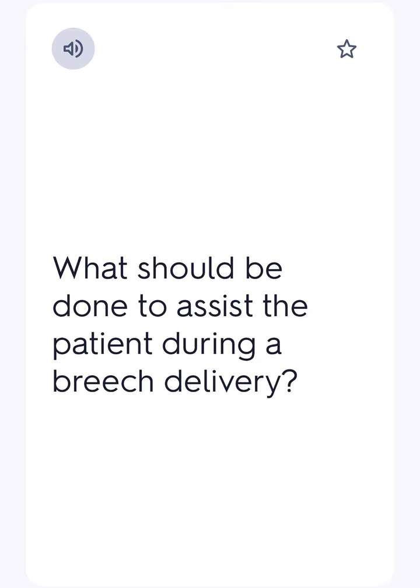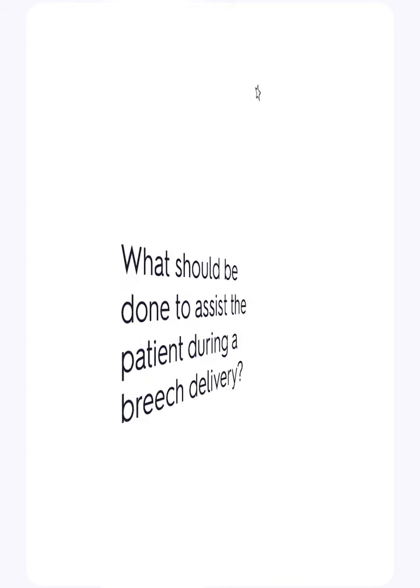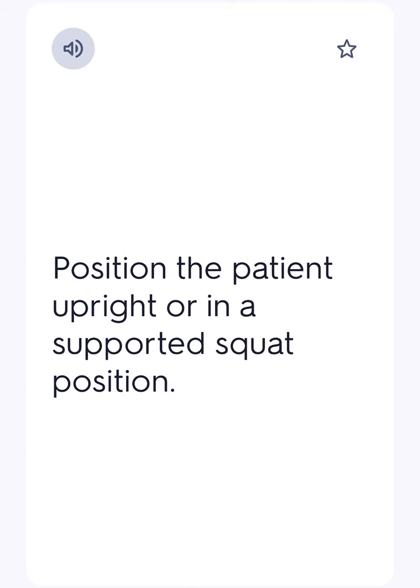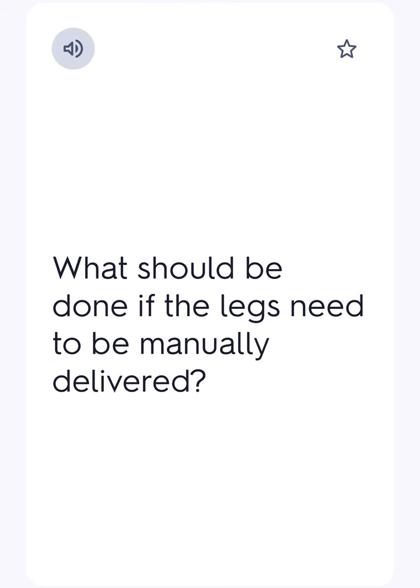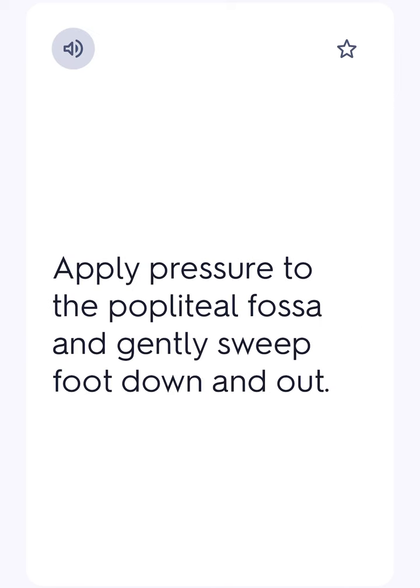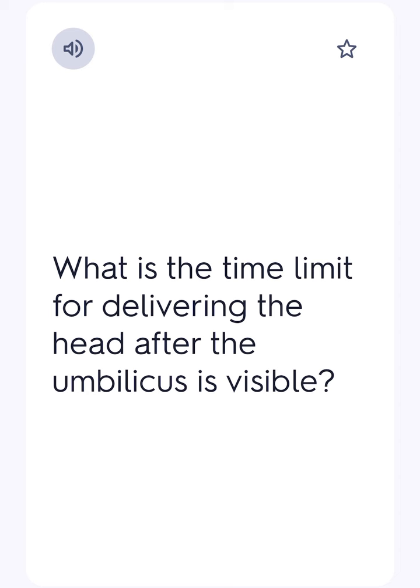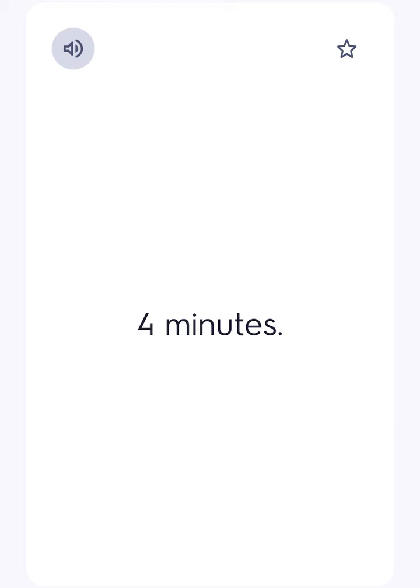What should be done to assist the patient during a breech delivery? Position the patient upright or in a supported squat position. What should be done if the legs need to be manually delivered? Apply pressure to the popliteal fossa and gently sweep foot down and out. What is the time limit for delivering the head after the umbilicus is visible? 4 minutes.